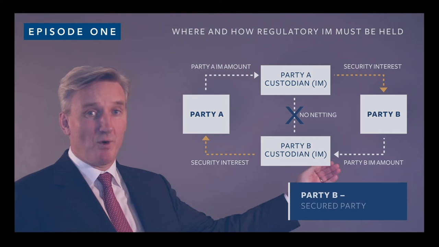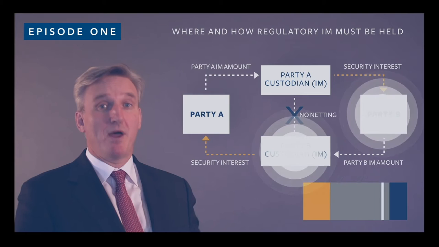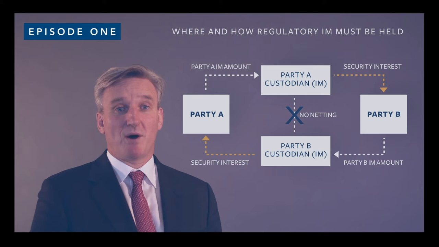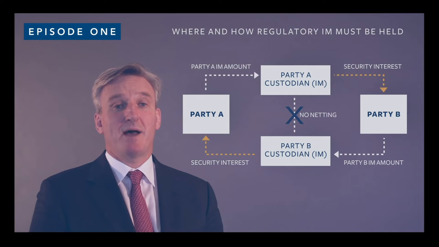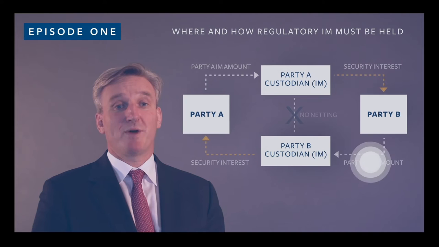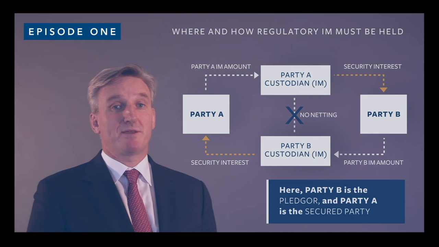Looking at the bottom part of the diagram, party B is also required to post IM to its custodian. It may be the same custodian or it may not be. For example, party A's custodian could be the Bank of New York Mellon, and party B's custodian could be Euroclear. The two sets of posted IM cannot be netted against each other. They must be segregated. Party B will also post its initial margin to an account held with its custodian. Under this arrangement, party B will be the pledgor and party A the secured party.